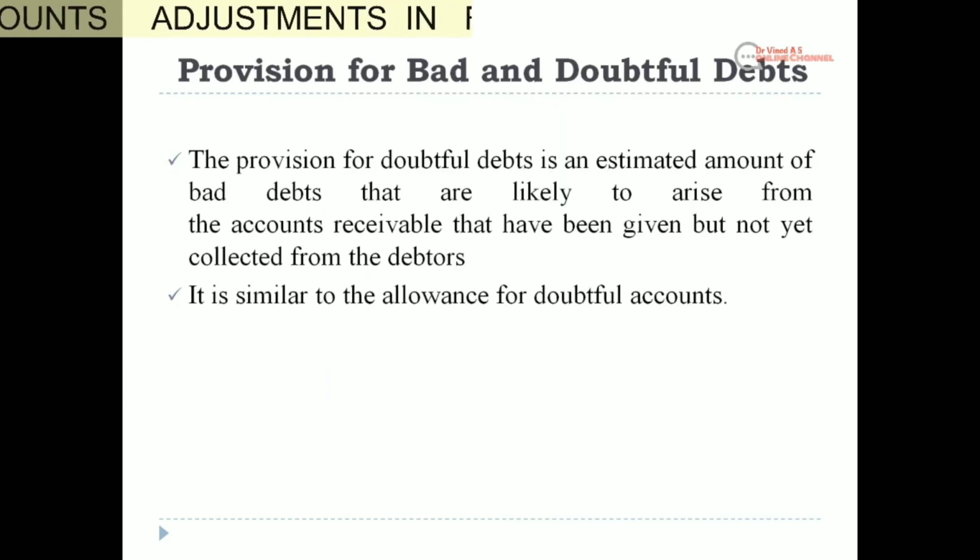And next step is provision for bad and doubtful debts. The provision for bad and doubtful debts is an estimated amount of bad debts that are likely to arise from the accounts receivable that have been given but not yet collected from the debtors. It is similar to the allowance for doubtful debts.